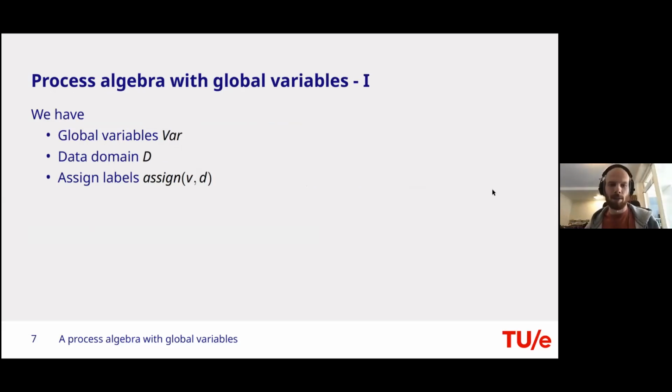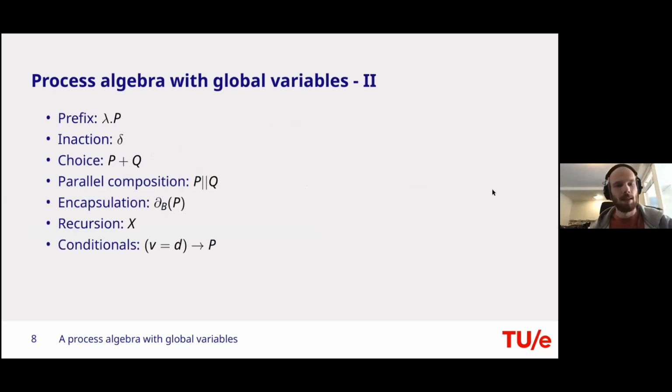So suppose that we have a finite set of global variables, called var, and some possibly infinite data domain D. And we can have normal action labels like drive and brake, but we also have special assign labels, which have as parameters a variable name, so the v, and a data value. And we define a process algebra with these operators.